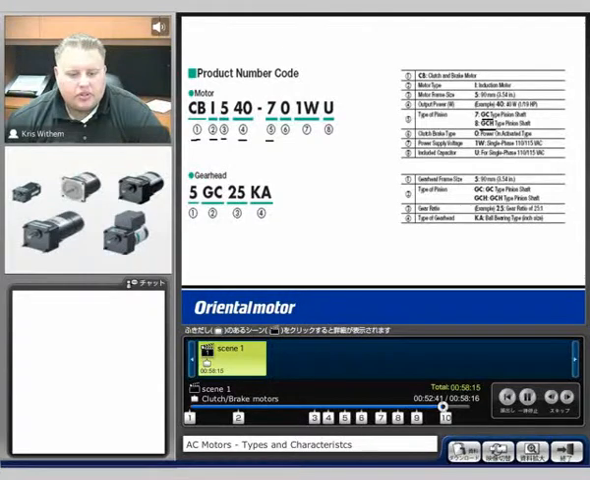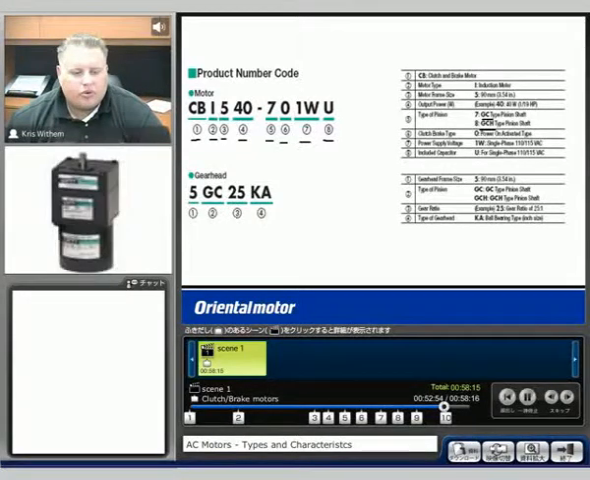The 6th position here is the power supply voltage, or excuse me, it's the clutch brake type. The 7th position here, the 1W, is the power supply voltage. U stands for the capacitor. And again, same basic part number structure for the gearhead, however, we just changed GC instead of GN or GU or anything like that.